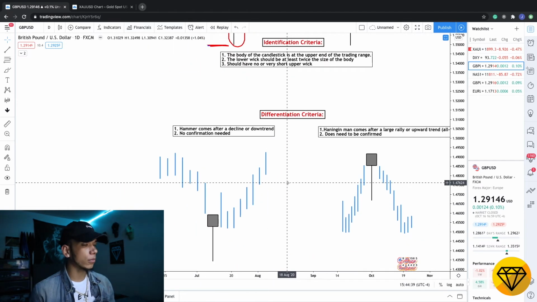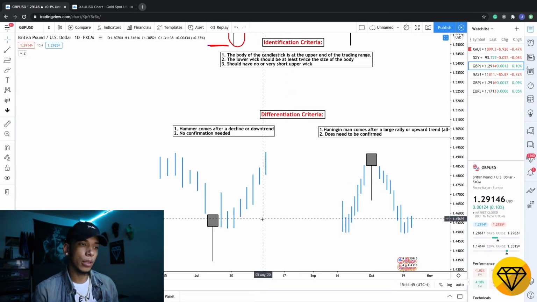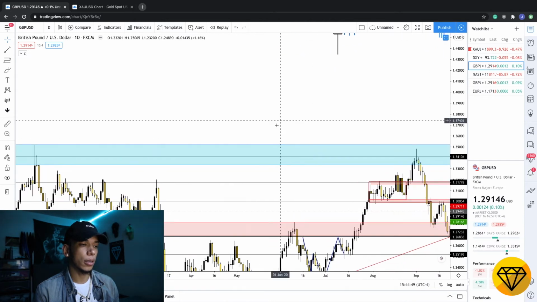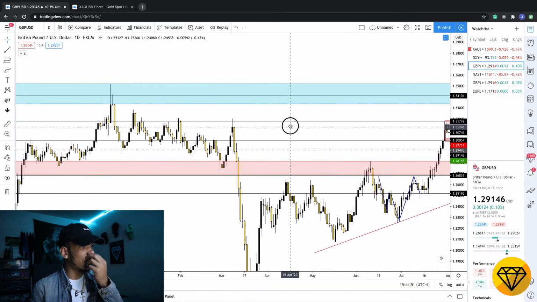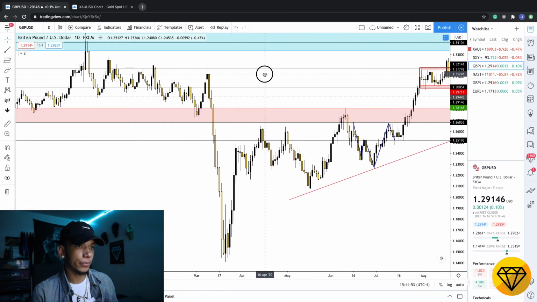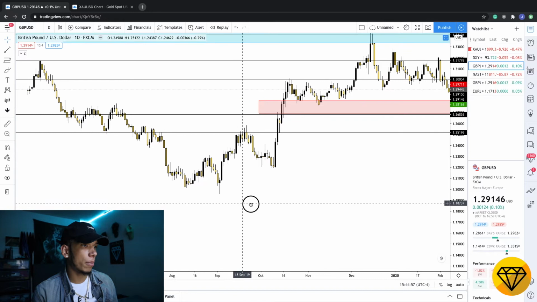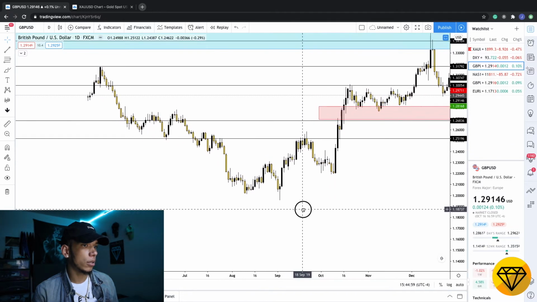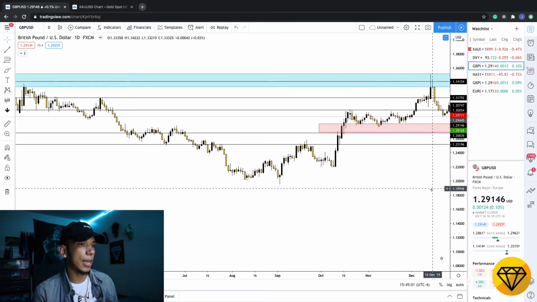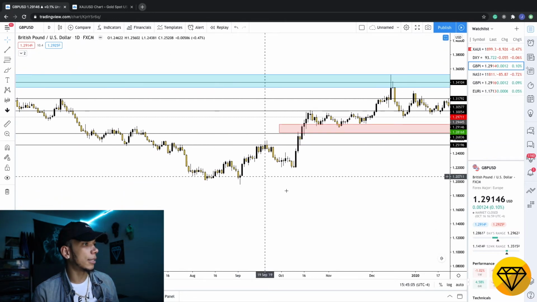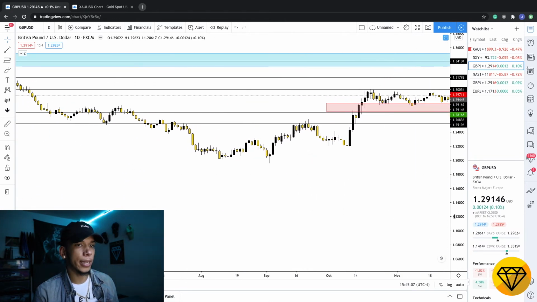So let's look at a real life example of a hammer. We're going to go down here to the chart and look for a hammer. I kind of see one right here. Can you guys see this with me? Let's go ahead and dissect this.